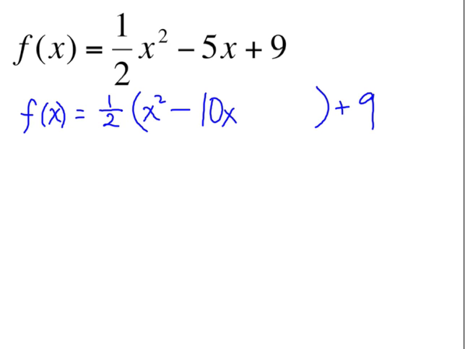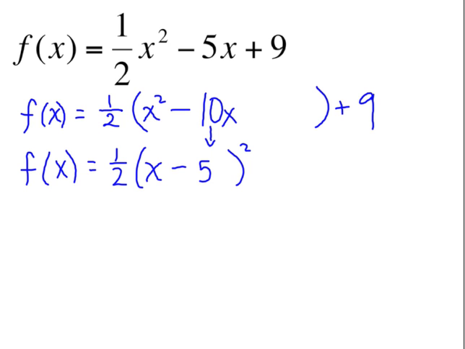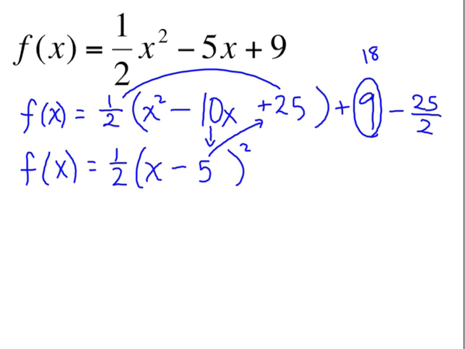Now I'm going to write my goal line. My goal is to have 1/2 times a perfect square. And so I know that I need to cut that in half. Now with the minus 5, think for a moment about what goes there. If you got 25, you're in good shape. I've added 25 halves, so now I want to subtract 25 halves. Now here, this 9 is really 18 halves. 18 halves minus 25 halves is negative 7 halves.